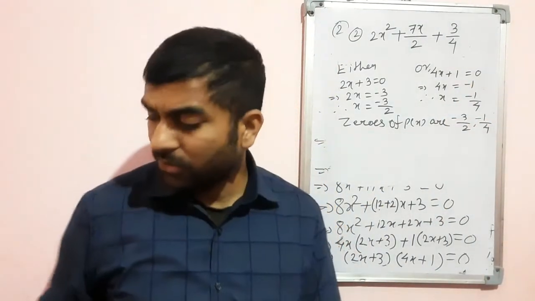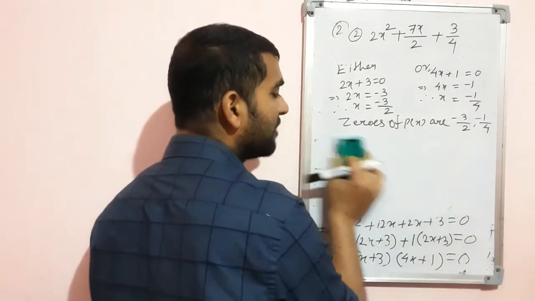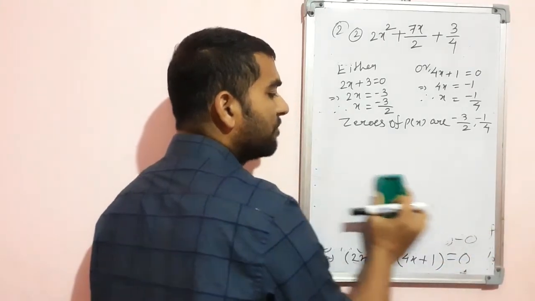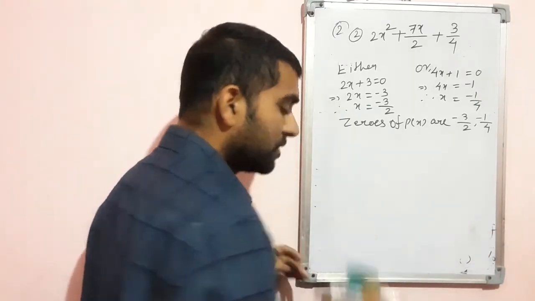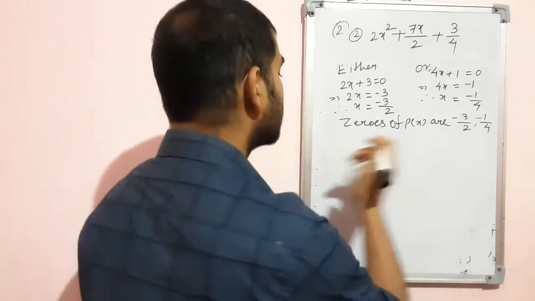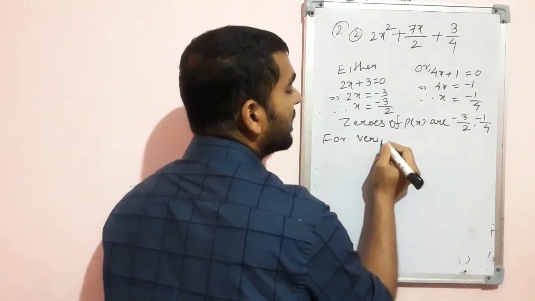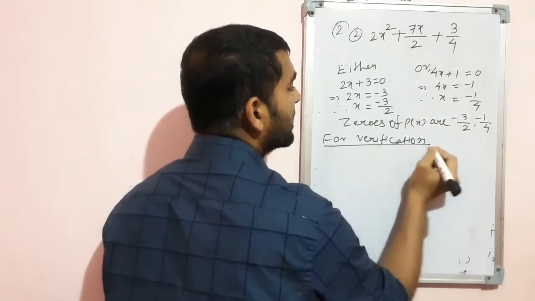Now what will we do? We will verify whether it's correct or not. We have to verify the relationship between the sum of the zeros and the product of the zeros. So let us verify it. Write down here: for verification.